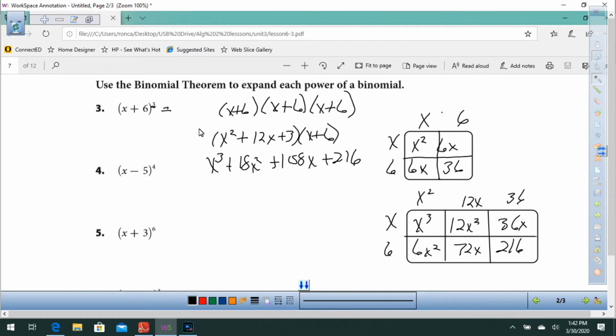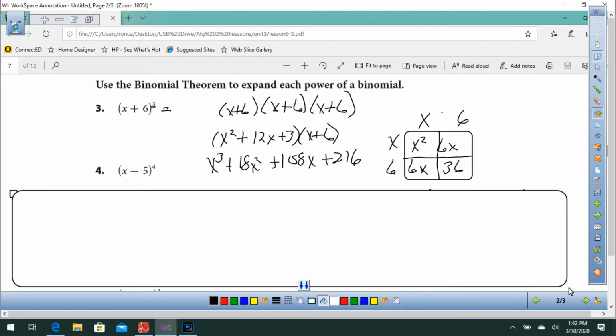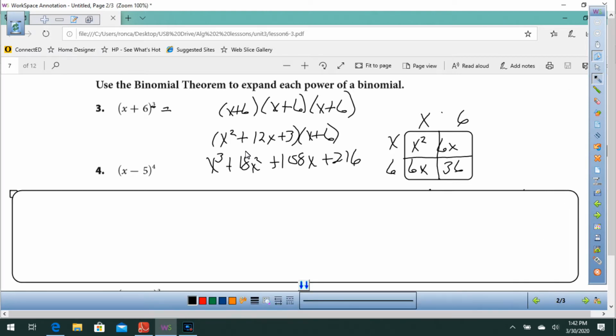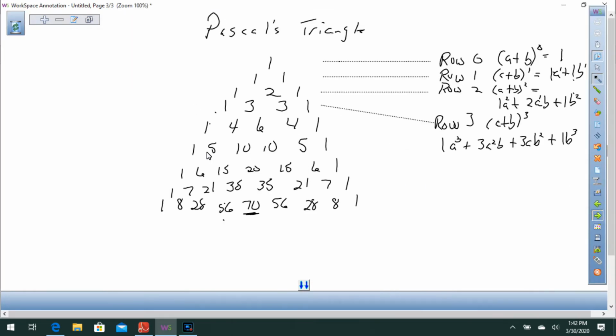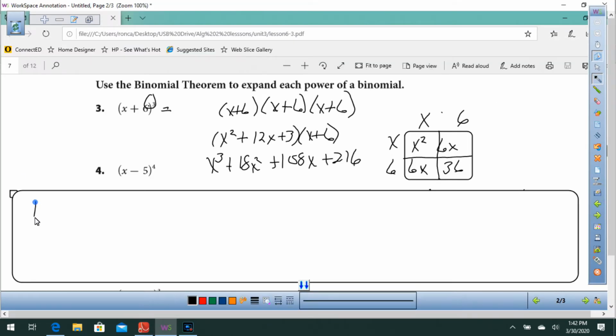But now let's try it with the binomial theorem. Okay, and I'm gonna need me a little white space here. Let's do it like this. All right. Now we have the third power, right? So let's go look over here. Third power, that's row 3. That's this row right here. We got 1, 3, 3, and 1. So let's put 1, 3, 3, and 1. Put a little plus sign in front of each of them. All right. So these are the coefficients.